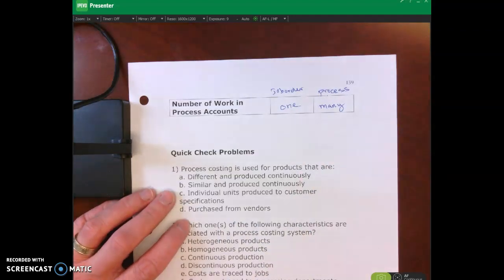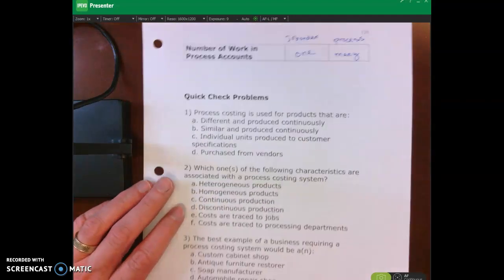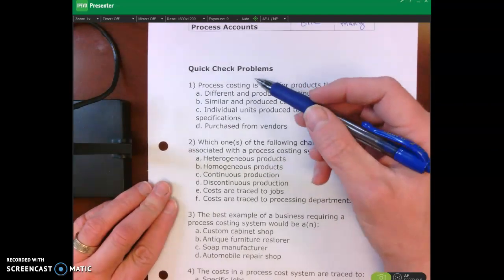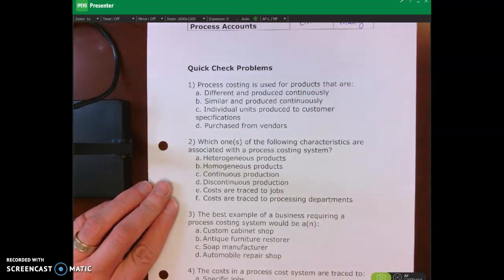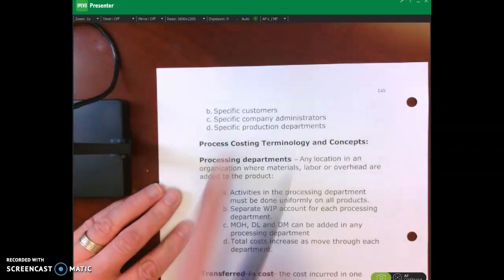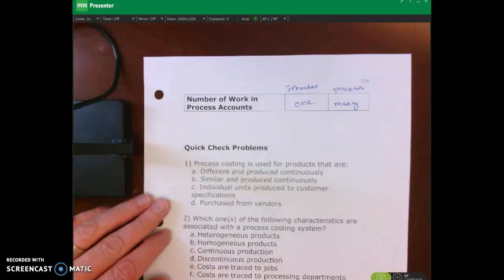Okay, so why don't you take a second and pause the video and go ahead and do these quick check problems, 1, 2, 3, 4, through the next page, and then we'll come back and we'll see how you did.